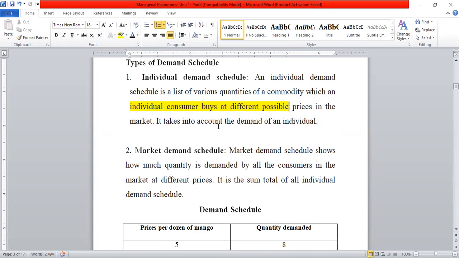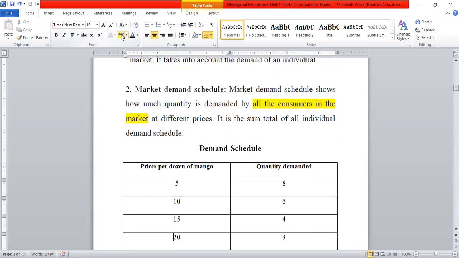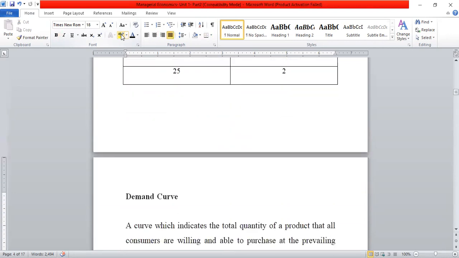And here, the market demand schedule. So what is the market demand schedule? It shows how much quantity is demanded by all the consumers in the market. The market demand schedule shows how much quantity is demanded for a particular commodity by all the consumers in the market. So this is the difference between the individual demand schedule and the market demand schedule. Got it?